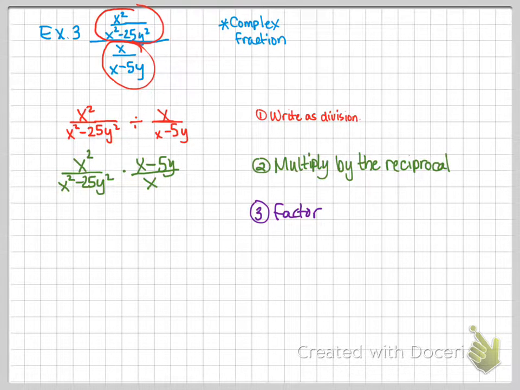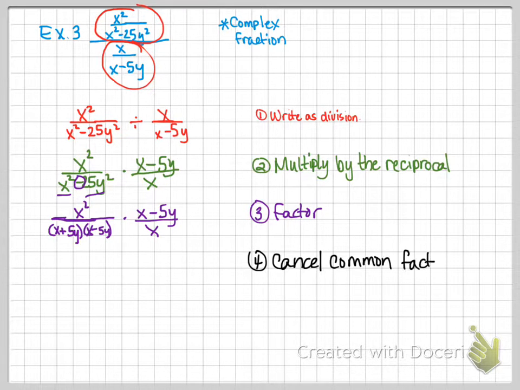Next step, factor. Our numerator is good. Our denominator is a difference of squares, perfect square minus perfect square. So two sets of parentheses. Square root of the first term is x. Square root of the second term is 5y. One gets a plus, one gets a minus. Our second fraction doesn't need to be factored. It's already in simplest terms.